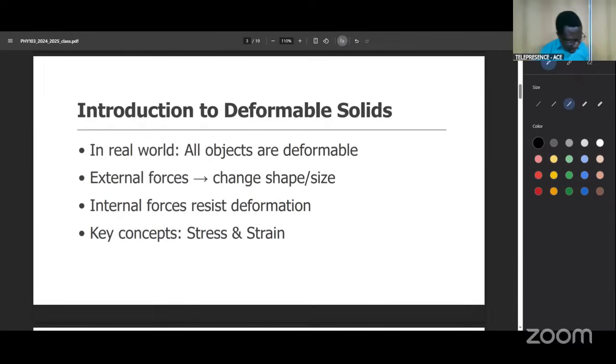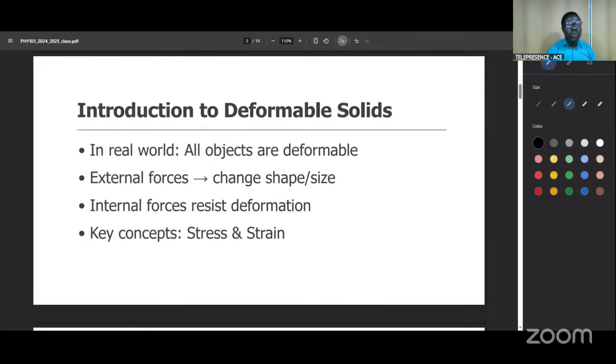So when a deformable solid is subjected to an external force, for those objects that have the property of elasticity, the internal force within that material is developed in such a way as to return the object to its original shape. That force developed within the material is what is responsible for returning the object to its original shape and its original size.